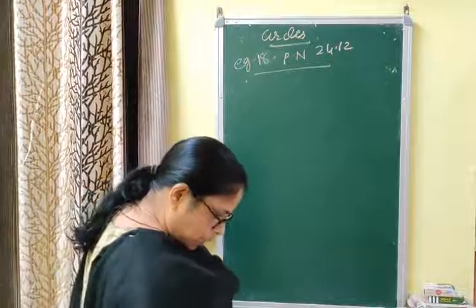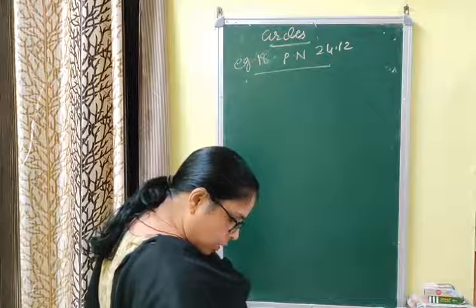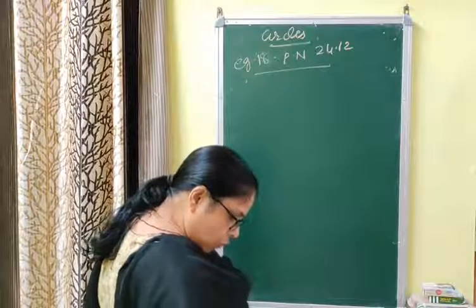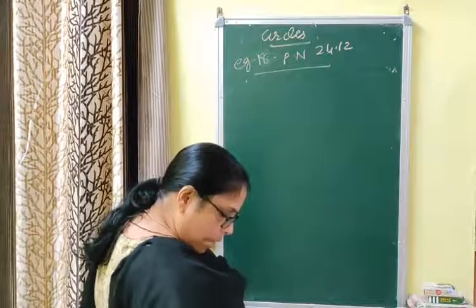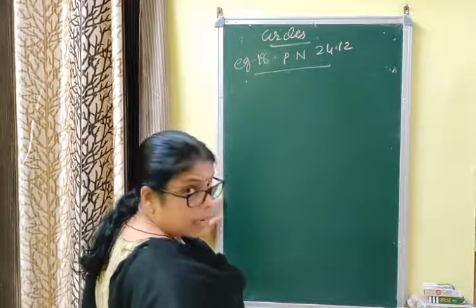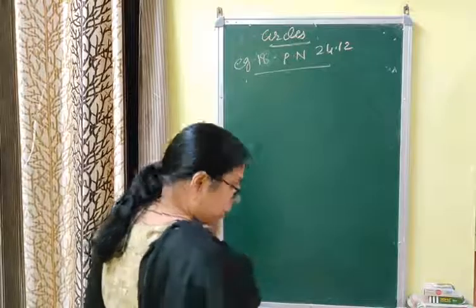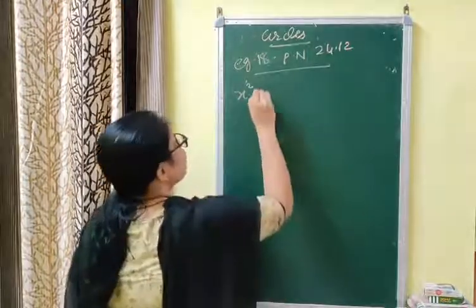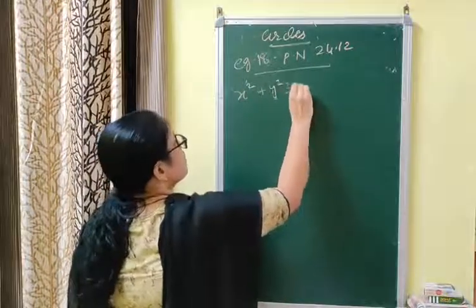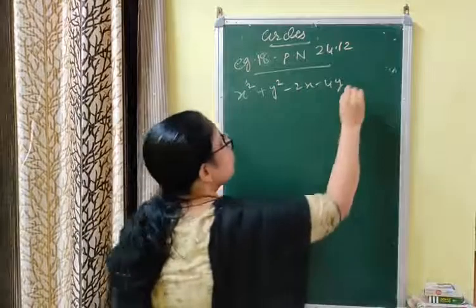Find the equation of the circle whose radius is 5, which touches the circle x square plus y square minus 2x minus 4y minus 20 equal to 0 externally at the point 5. You are asked to find the equation of the circle whose radius is 5 and which touches another circle externally at the point. So what is the equation of the given circle? The equation of the given circle is x square plus y square minus 2x minus 4y minus 20 is equal to 0.